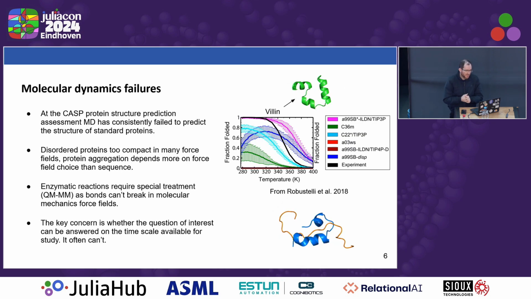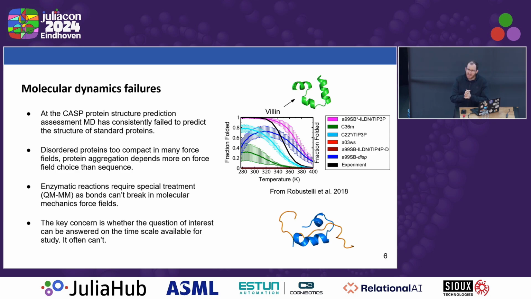However, it's not all rosy. At the critical assessment of protein structure prediction competition, which is run every 2 years, MD has fairly consistently failed to predict the structure of actual proteins of the size that is interesting. Disordered proteins, which don't have a fixed structure, they flop about, are too compact in many force fields. So in the bottom right here, you would want the molecular dynamics simulation to show something like the orange, and it actually shows a compact blue structure.